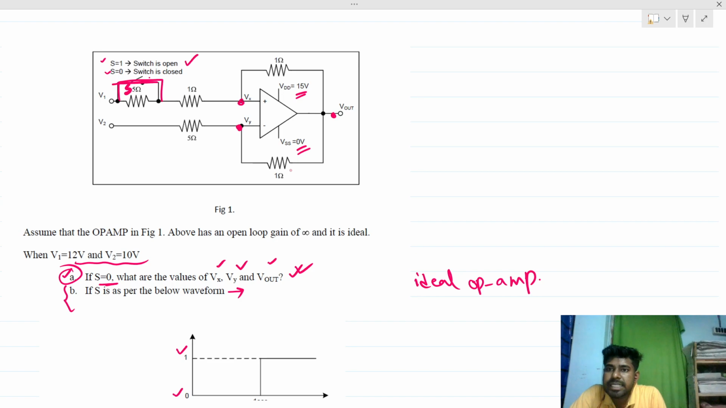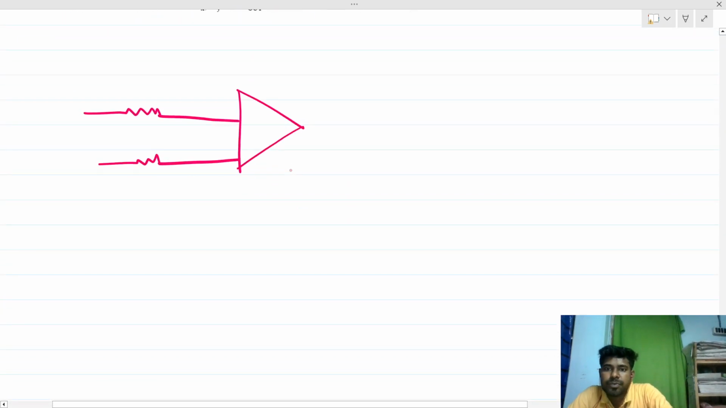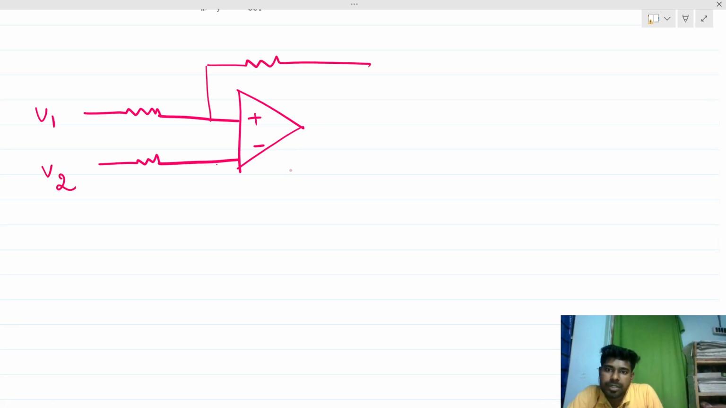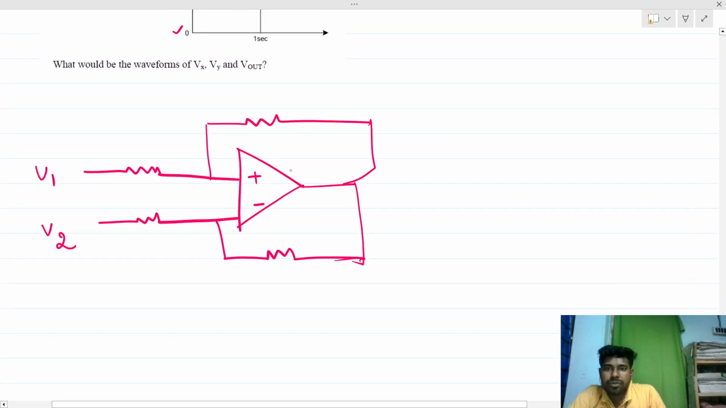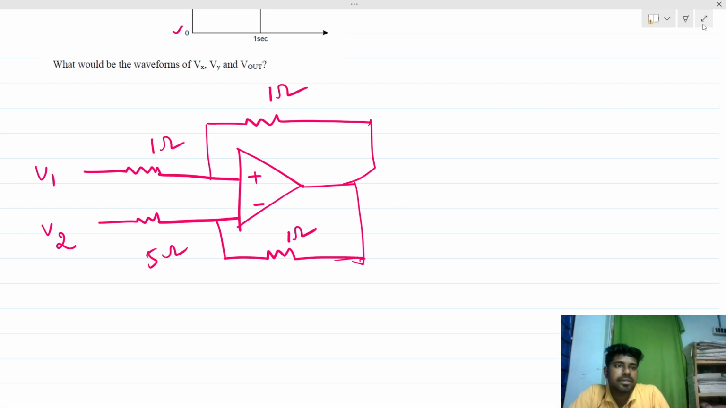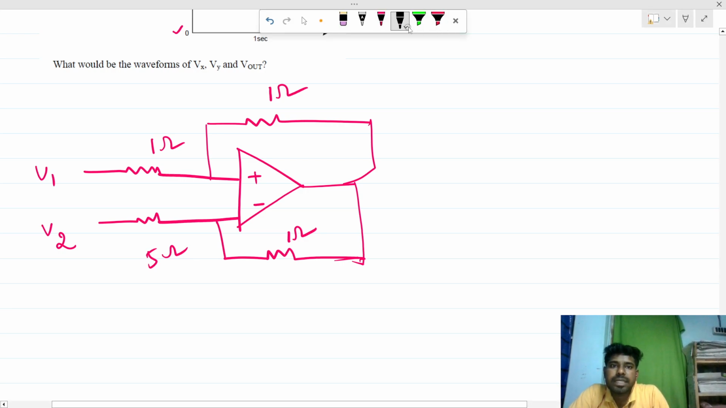So the 5 ohm resistance is not contributing anything to the circuit, right? There is V1, so upper side is positive, lower side is negative. This is V1, this is V2, right? And we have feedback from both the inverting and non-inverting terminal, right? This is the thing. And we have Vout and 1 ohm, 1 ohm, 1 ohm and 5 ohm. So we have Vout from here, right?